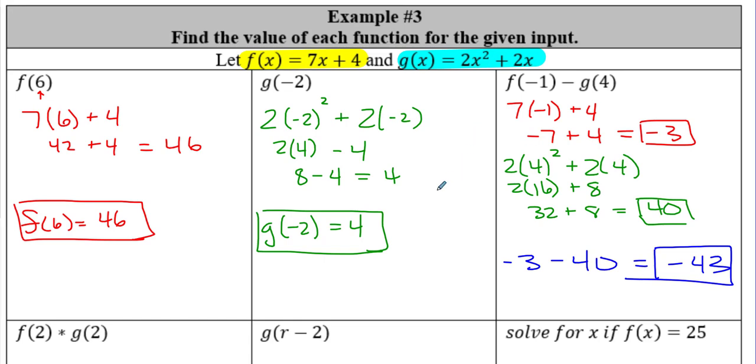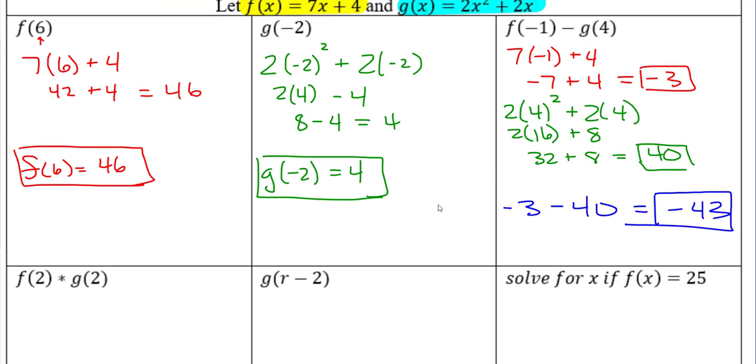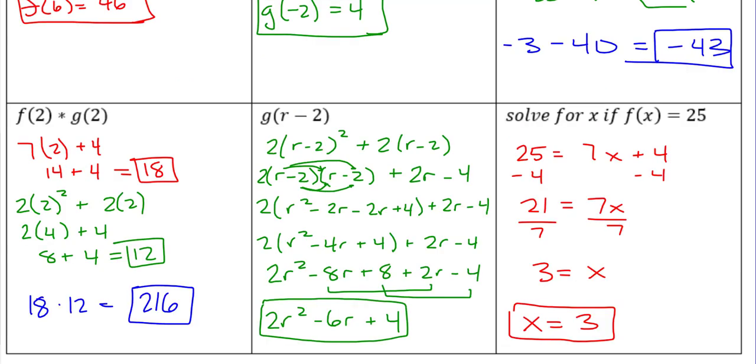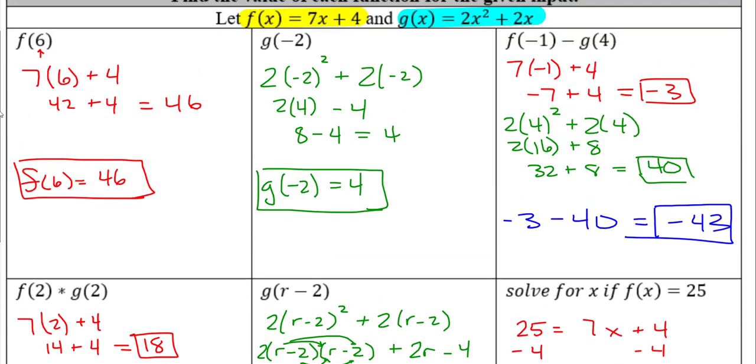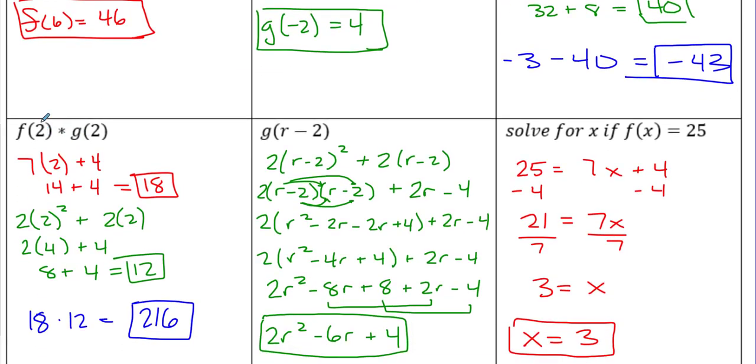Okay, so I want you to try these next 3 on your own. Pause the video right here and then come on back. Alright, welcome back. So this one on the far left, it's the same as the last example we did before I left and you guys paused the video. In this case, we were just multiplying them. So we had to find f of 2, 18, find g of 2, 12. Multiply those two together, we get 216.